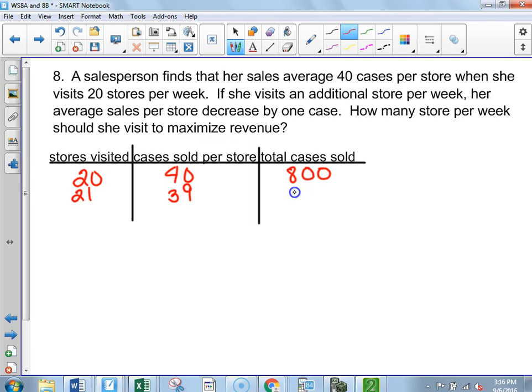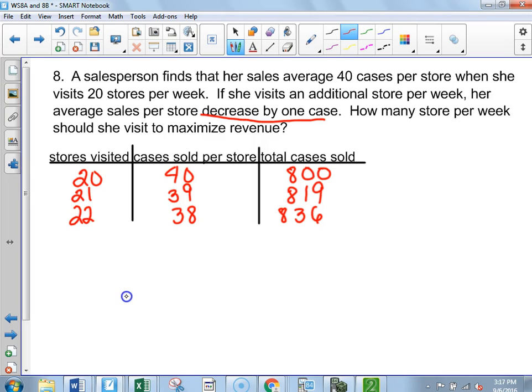And what does that come out to? Is that better? She's still making more money, right? She's selling more cases. We need to find a way to maximize the number of cases she sells. We can do this one more time just to make sure we get this. This one's going up by what? One more store, yes. And this is going down by one case. 836. Okay.